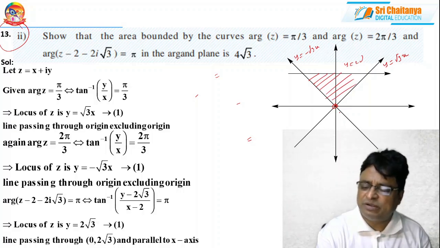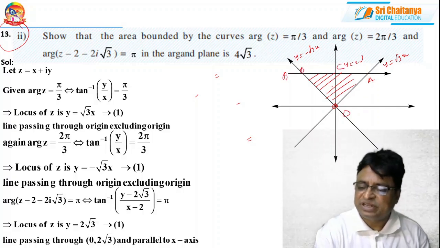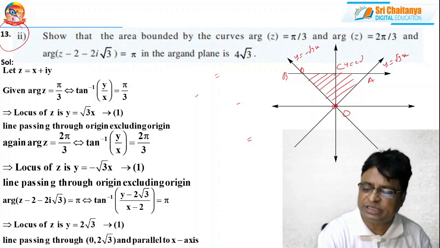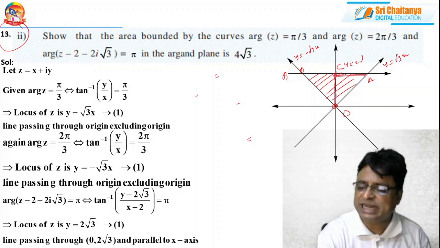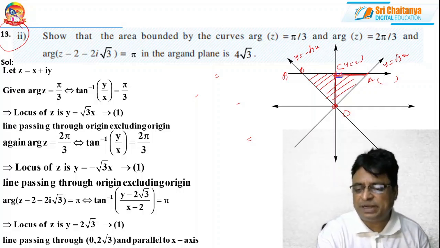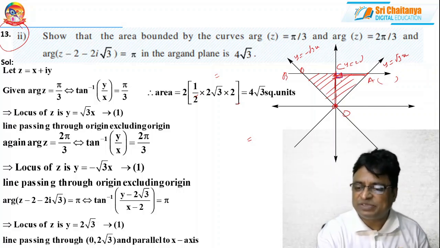So, let this be O, say this is A, this is B, and this is C. So, this is the height, this is 2 root 3. This height is 2 root 3. You want this length. You solve these two lines, you will get this point. See my friends, this is perpendicular. Okay. So, half into base into height. Since it is symmetrical, you find this area, this is a right angle triangle, and multiply with 2.